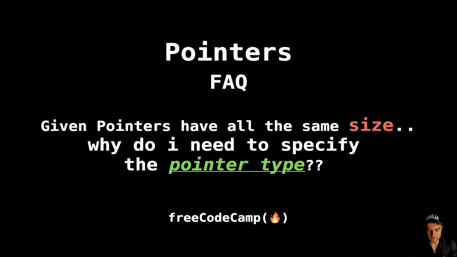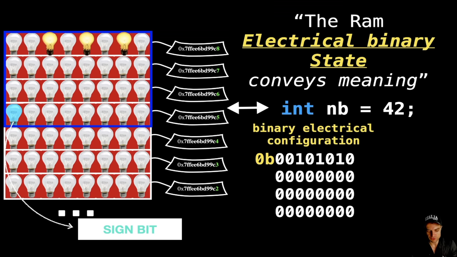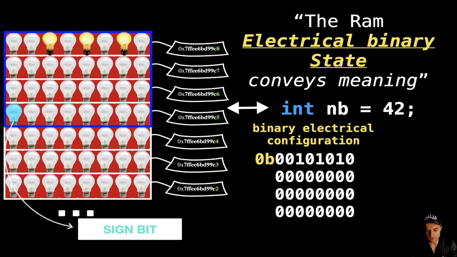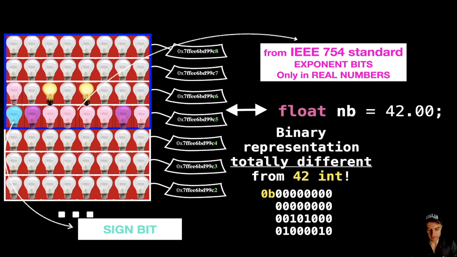On the contrary, you have pointers that all have the same size. So what is the point of telling me this is a pointer to an integer rather than a pointer to a char? Here I want to repeat again this point that the binary configuration of 42 is very different from the binary configuration of 42.0, a float, because we have a different encoding of the binary. We have exponent bits in the real data types. On the contrary, in the integer data type, we don't have this kind of encoding. We have simply the number in two's complement fashion. So keep this in mind, because we're going to do a little trick related to this idea.